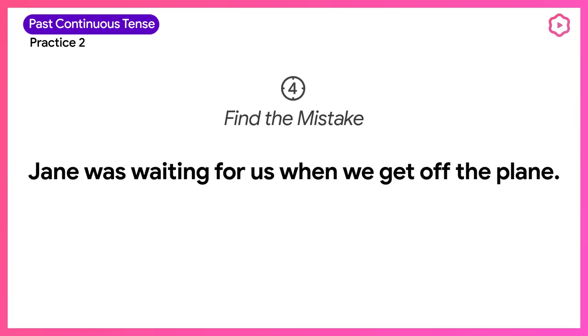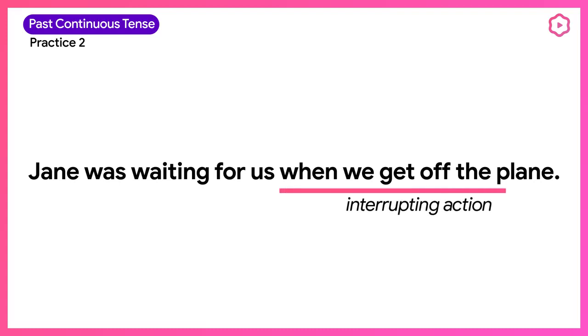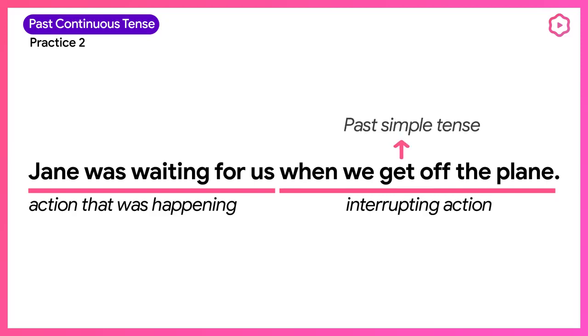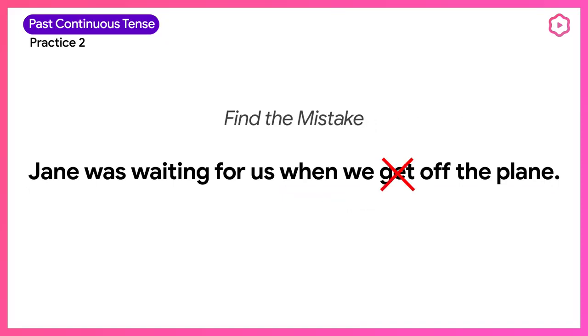Now, find the mistake in number 2. Jane was waiting for us when we get off the plane. What did you find? Remember, we're seeing an interrupting action in this example, when we get off the plane. Jane was waiting is the action that was in progress in the past. Remember, for the interrupting action, we have to use the past simple tense. The past simple tense of get is got. Therefore, the correct answer is Jane was waiting for us when we got off the plane.